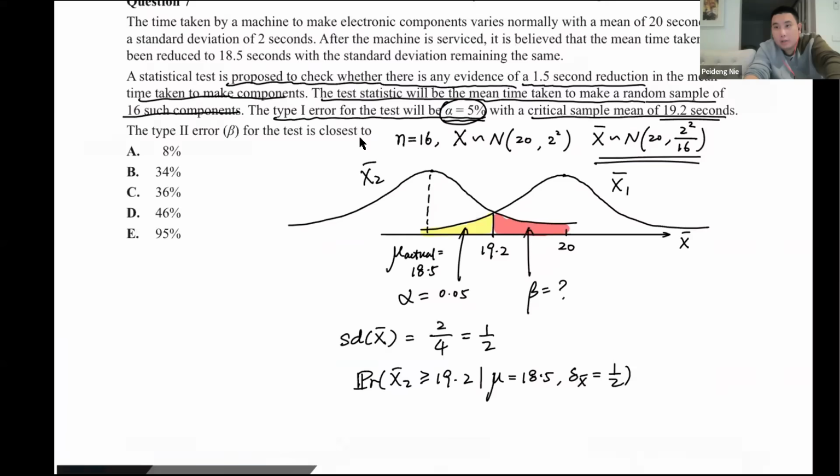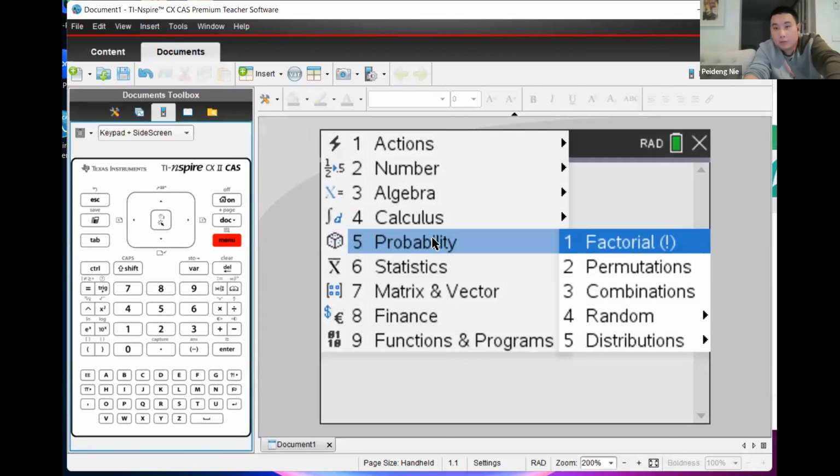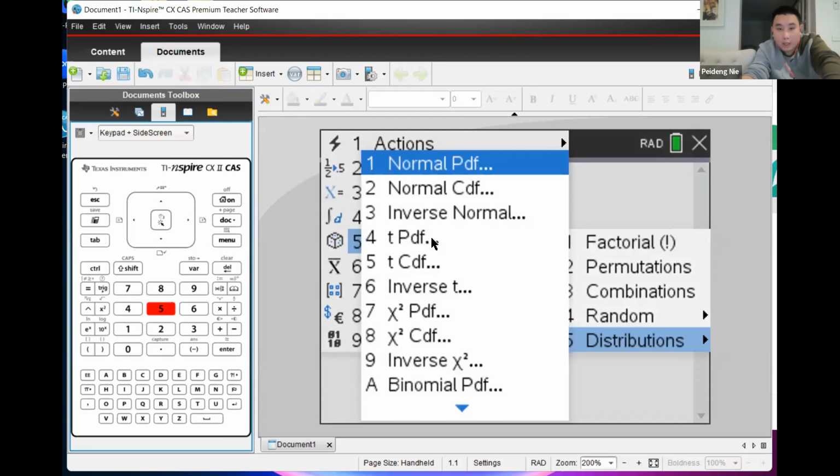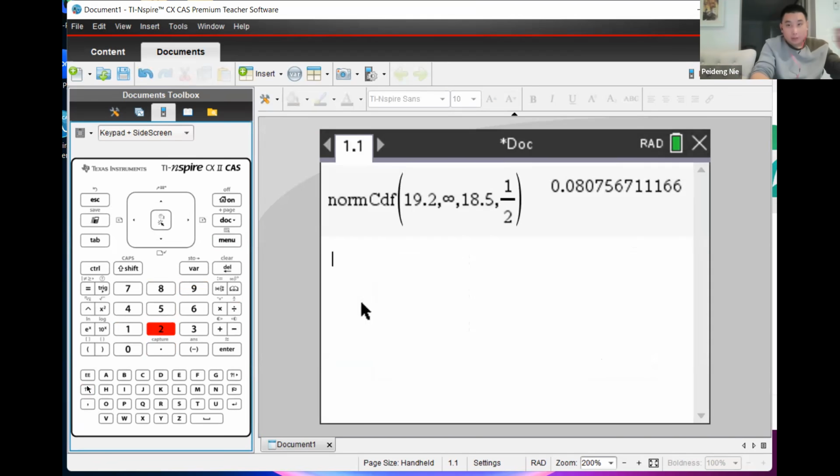Here's the calculator. Insert a calculator and probability menu 5, and we calculate 2. The lower bound is 19.2. Upper bound, let's say infinity, because the right tail never ends. Mu value is 18.5 and the standard deviation is 1/2. So I suppose this probability is closest to 0.0807. Okay, so let's go back.